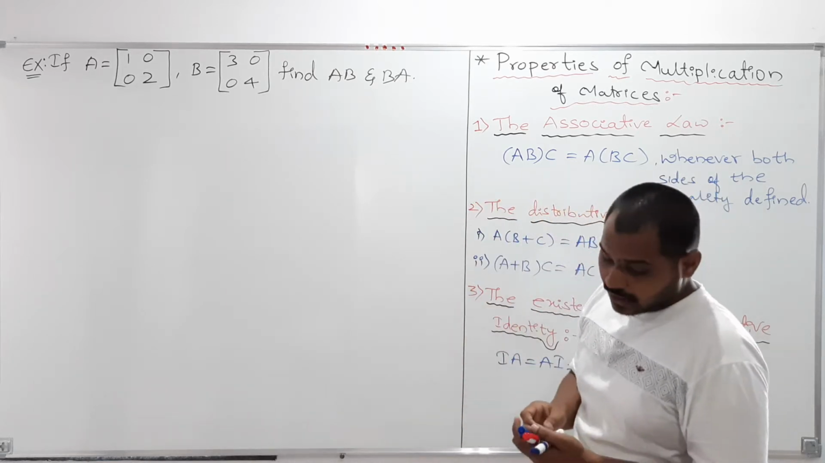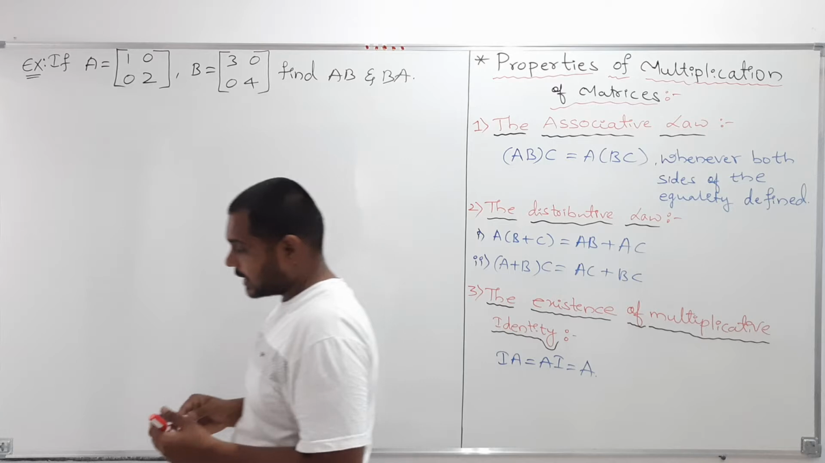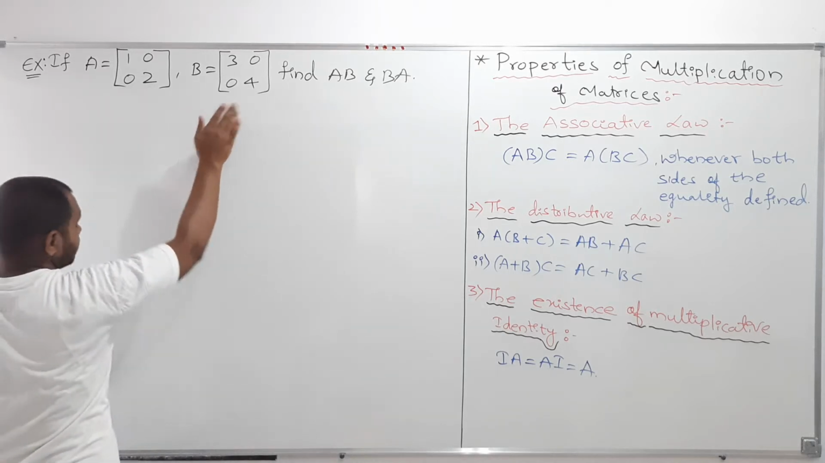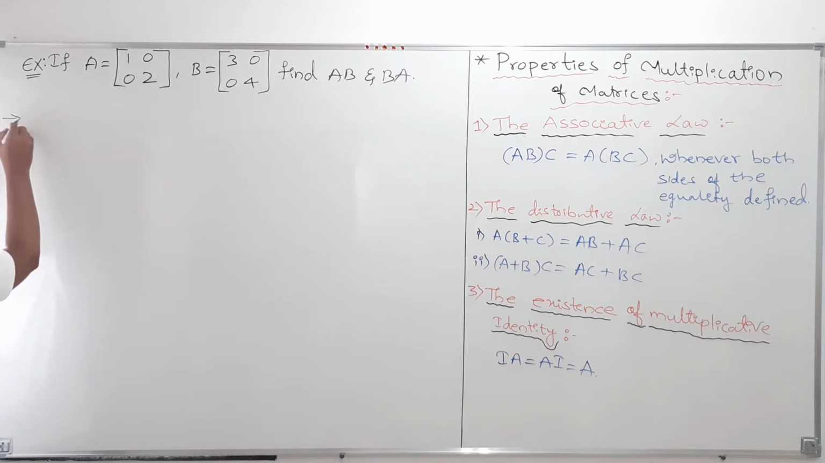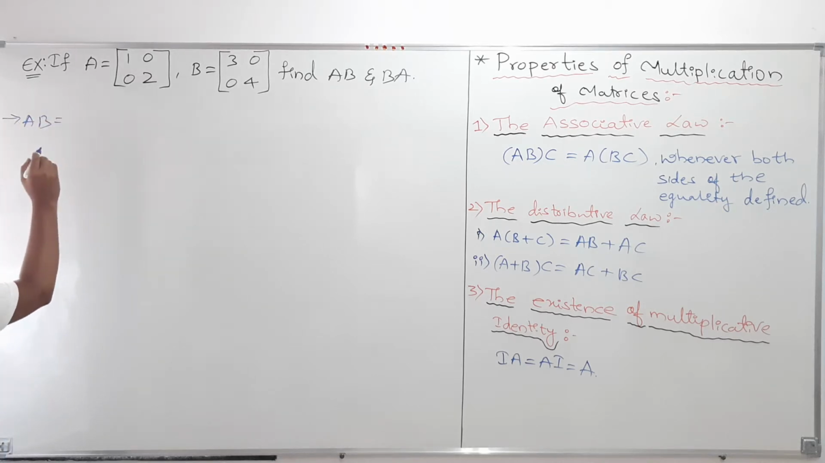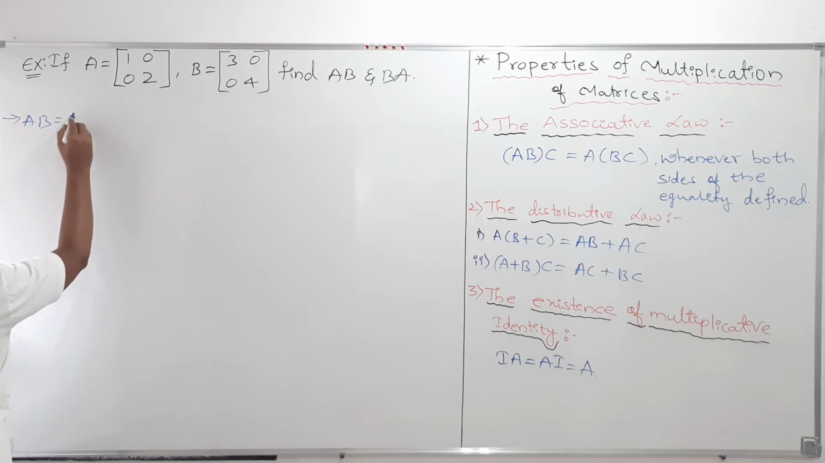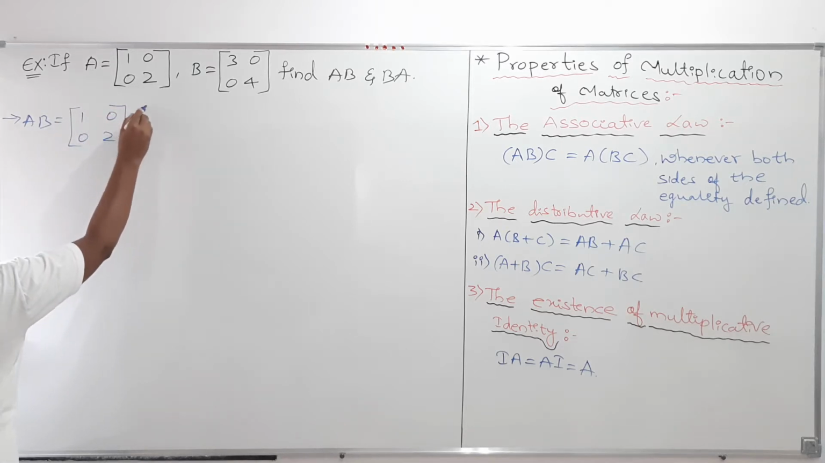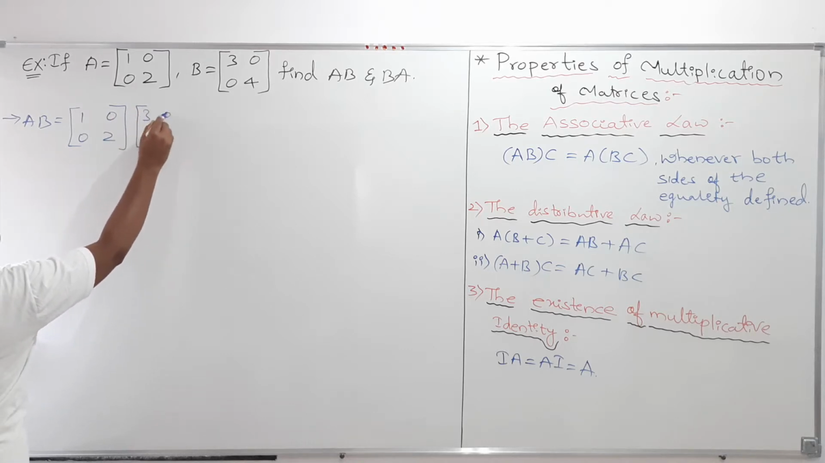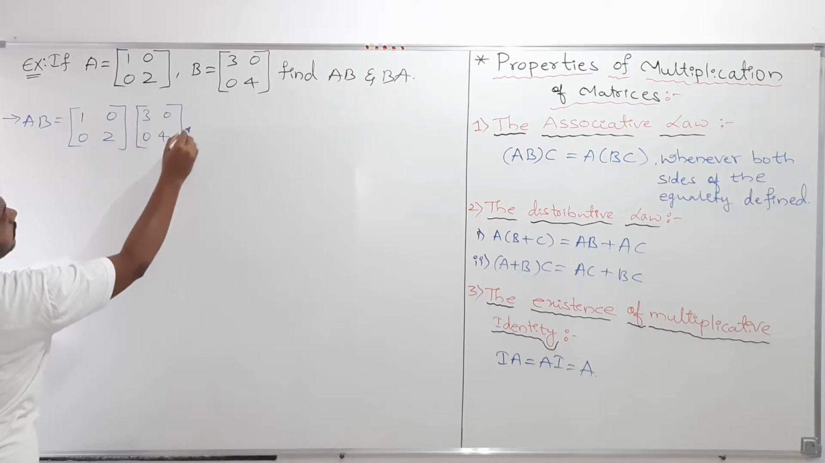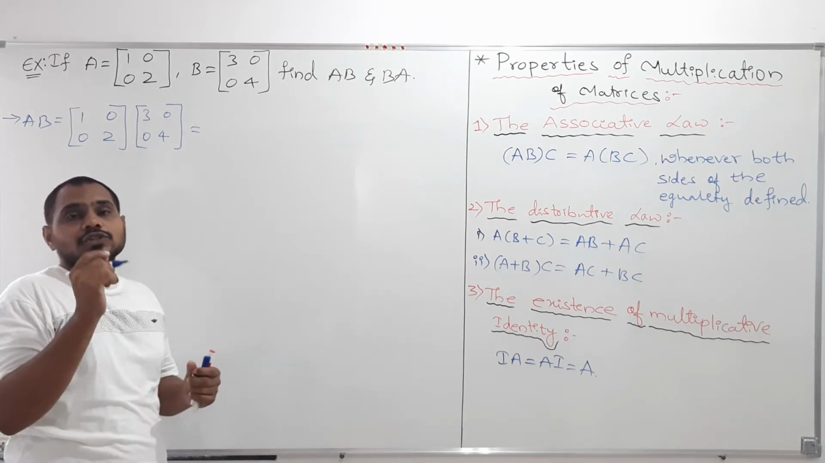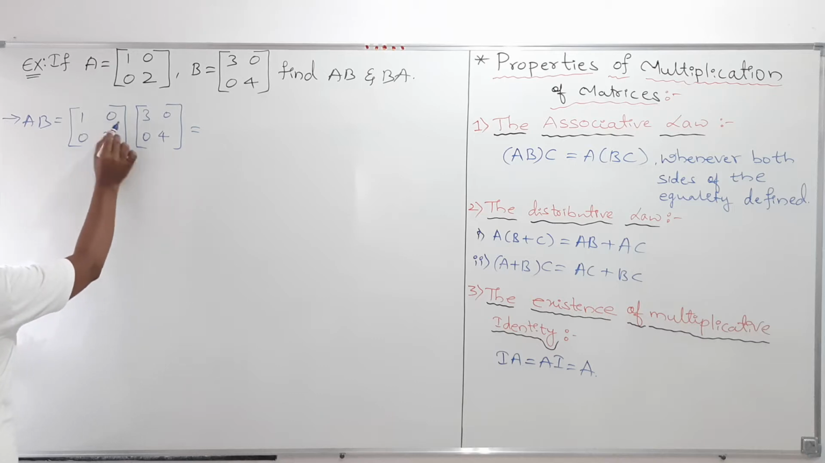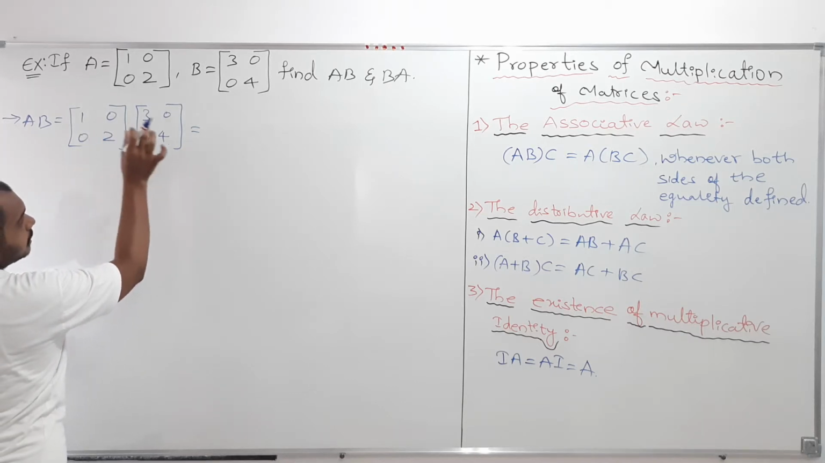Then such a matrix we can call a diagonal matrix. In today's class I will take one example. This is the matrix A and this is the matrix B. Now I will find AB and BA. First, find AB. Here A is 1 0 0 2, and B is 3 0 0 4. So find this product. While finding the product, we should always check whether the number of columns in this matrix is equal to the number of rows.